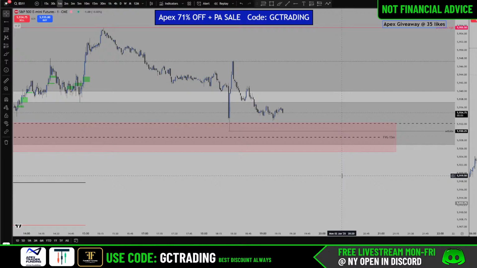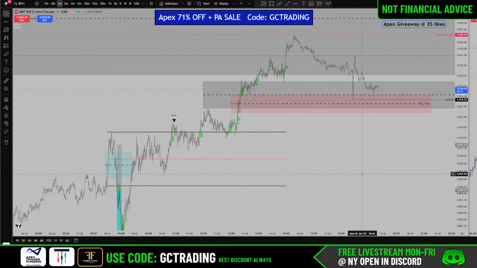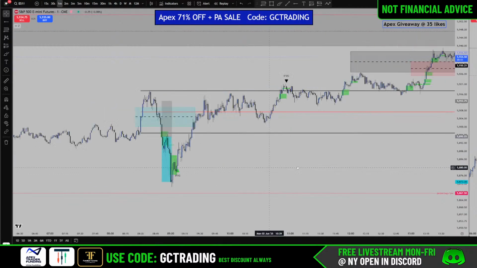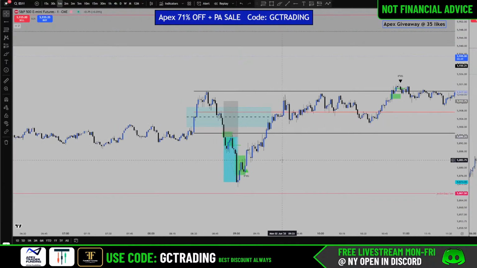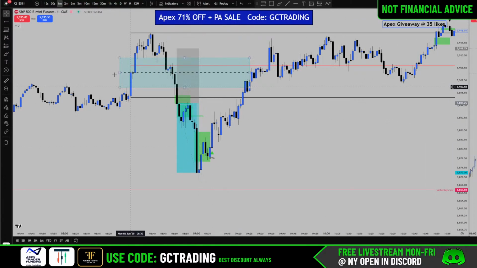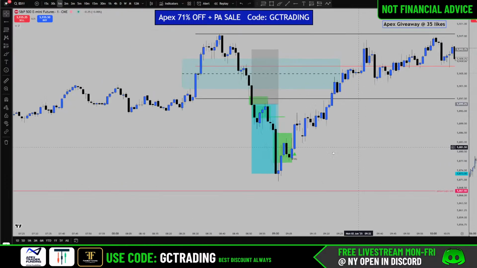We did have a pretty expansive move here. During New York, it was definitely a trend day. We trended pretty nicely. If any of you took this trade right here, you would have crushed it from the ORB fair value gap indicator. You can see it right here, the inversion.